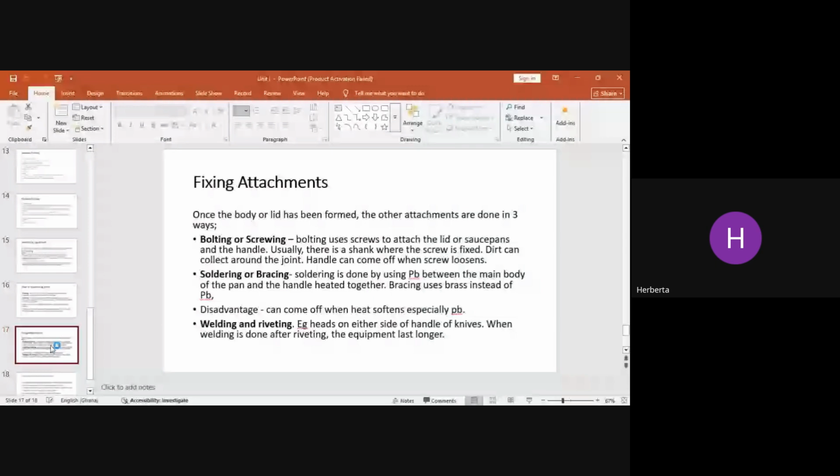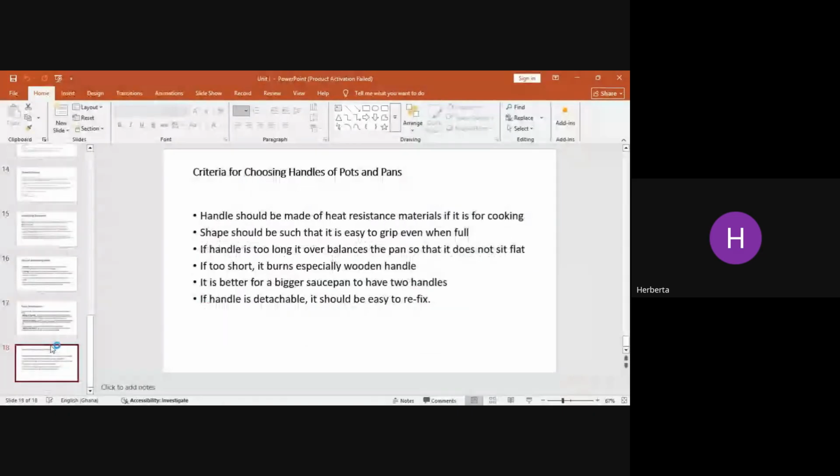And some of these items, like the drawing and the spinning, do not include handles. So you need to fix handles on these saucepans. And in fixing handles, you can use either the bolt or screwing method, the soldering or brazing method, or the welding and riveting method. We looked at the importance or criteria that you will look at before choosing a handle or handles of pots and pans.